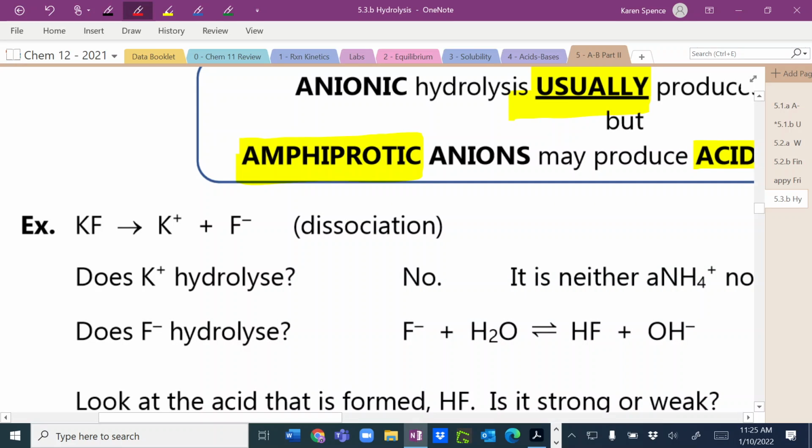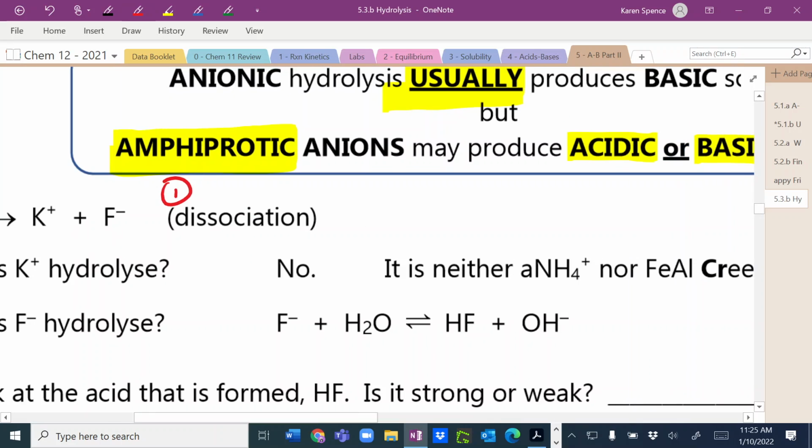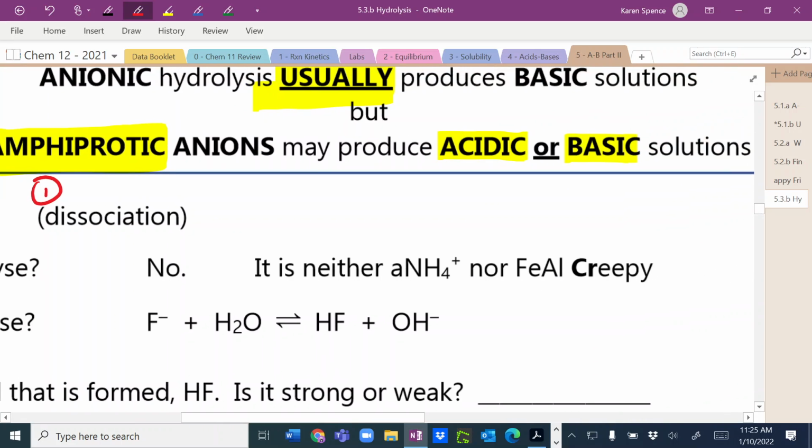First thing you're always going to do is write the dissociation. The second thing we're going to do is ask, does the cation hydrolyze? If it's a cation, you have to ask yourself, is it ammonium or Fe, Al, or Cr? K is neither ammonium nor Fe, Al, or Cr, and therefore it will not hydrolyze.